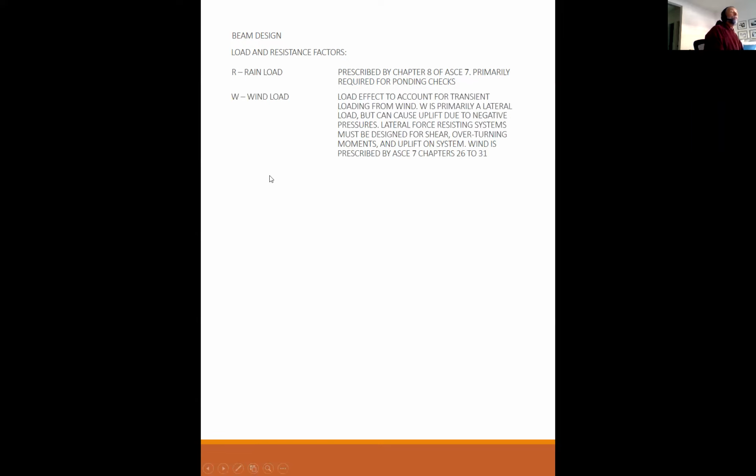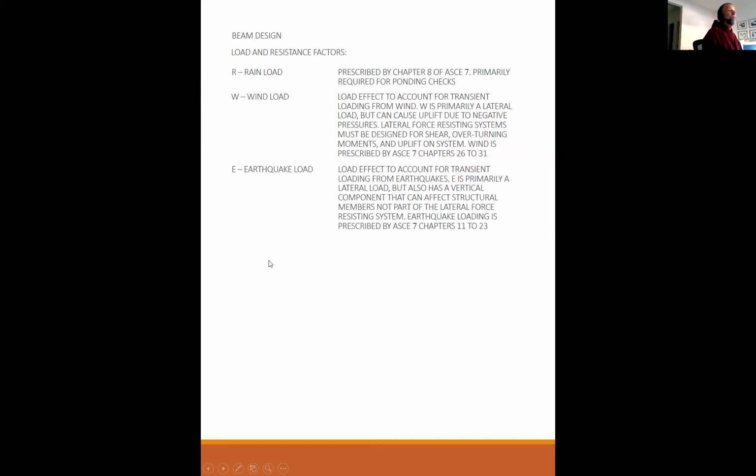Wind load effect, W, accounts for transient loading from wind. W is primarily a lateral load, but can cause uplift due to negative pressure. Lateral force resisting systems must be designed for shear, overturning, moments, and uplift on the system. Wind is prescribed by ASCE 7, chapters 26 through 31, and is way beyond the scope of this class. That is, they've made it pretty complicated at this point.